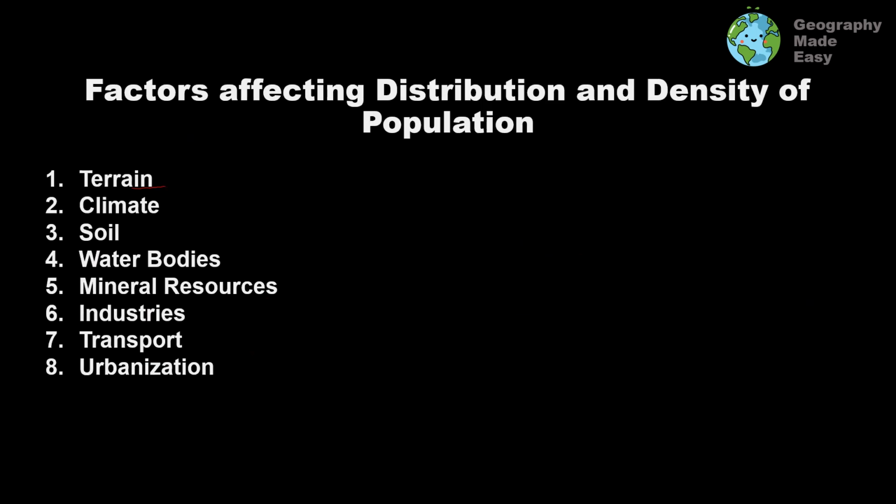Now we will be discussing the different factors which affect the distribution and density of population. The first factor, which we have already discussed previously, is the terrain or the topography. The terrain plays a very important role in distributing the population in a given area. Places which have less rugged terrain, that is plain areas or plateau tops, will have more population density than hilly areas which have a rugged topography.